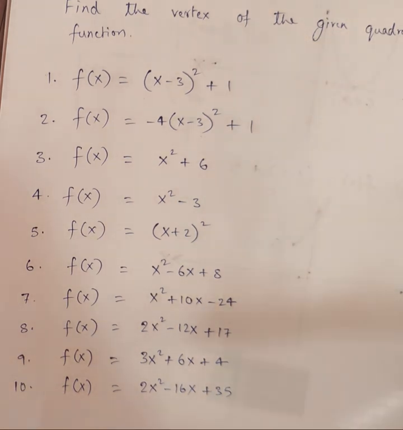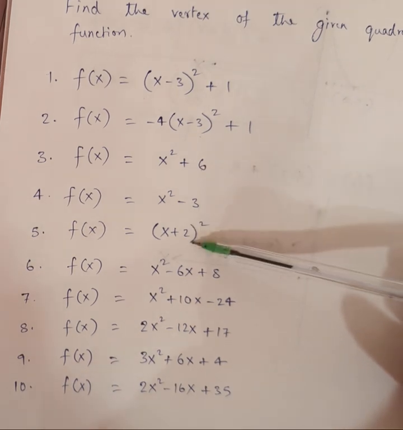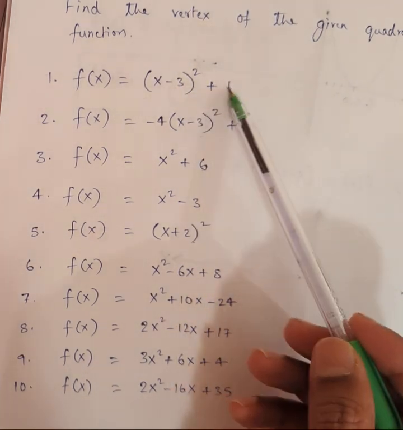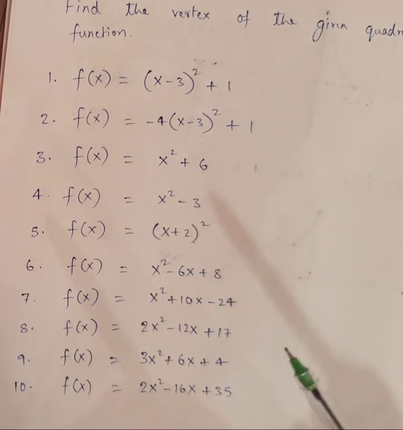I have 10 problems, and the first 5 are in vertex form. So it's easy to tell what the vertex is for the first 5. And the next 5 problems are in the standard form. So you want to do negative b over 2a and then plug in to get the y value.